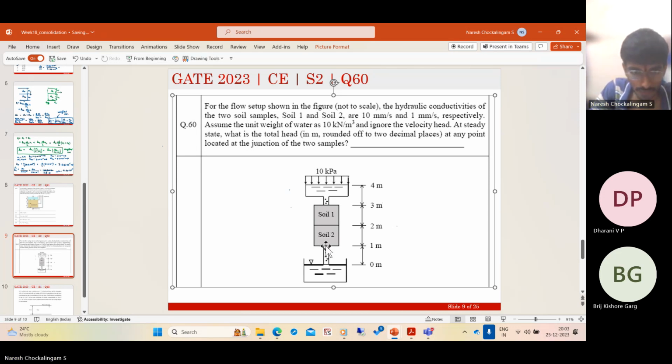Now, if you remember, I said that the head varies linearly when we have 1D flow. So this is a case of one-dimensional flow, and the soils are equal. And if you assume everything is frictionless and so on, you cannot say that the total head at the interface is just half of the head here and head here.